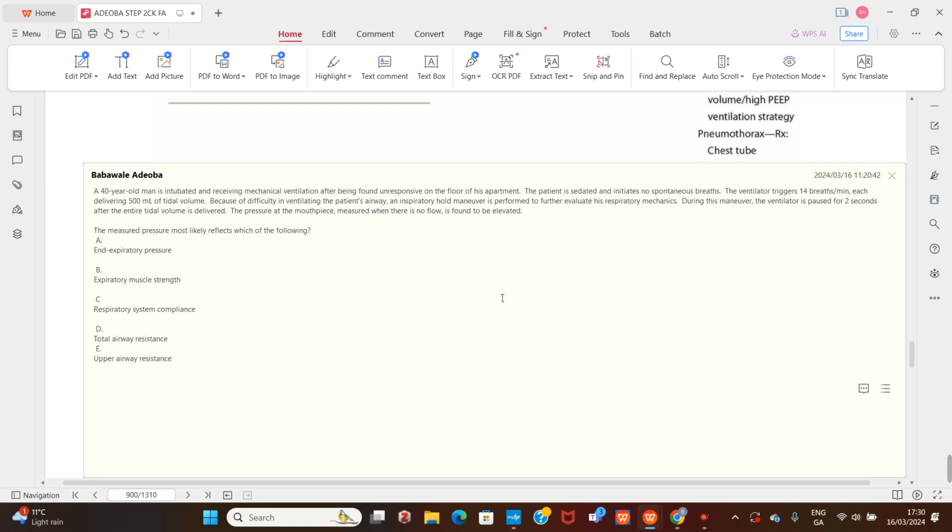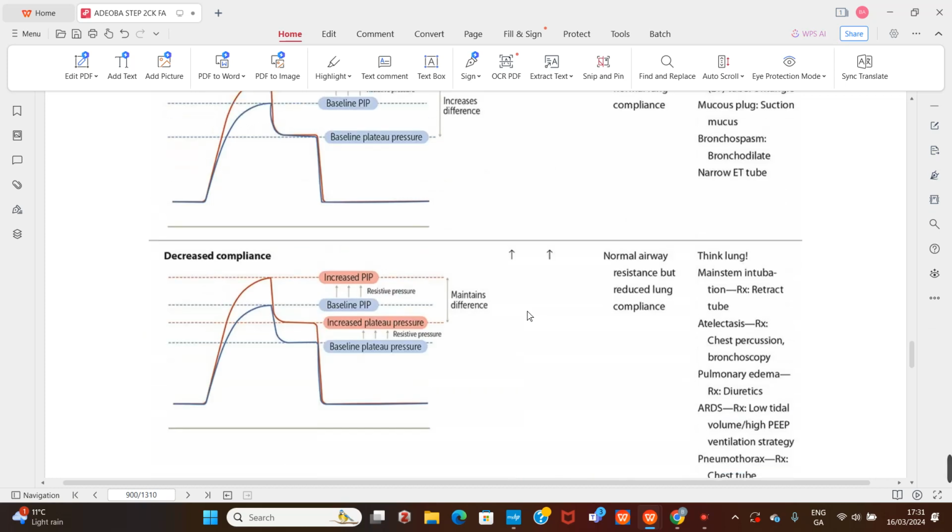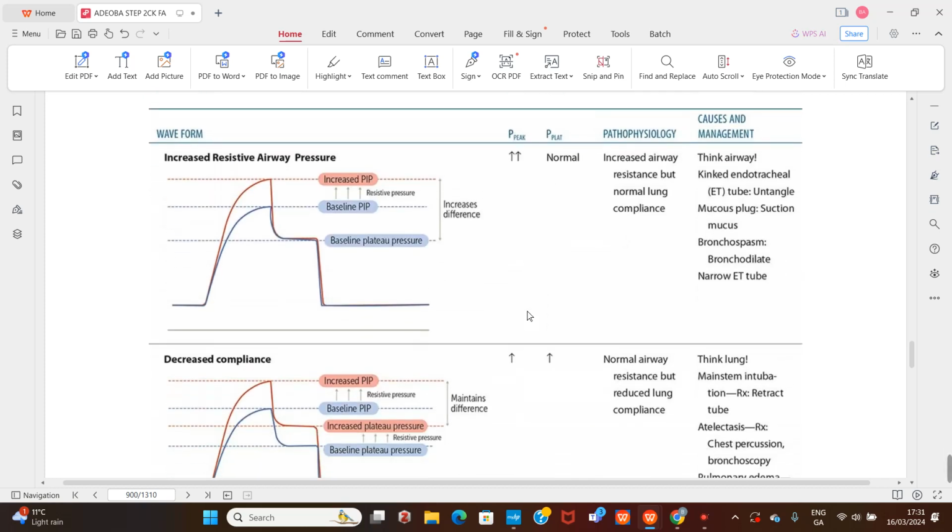You already know that they have eliminated resistive pressure. So what is left is the plateau pressure. I just wish I could find another question, but this is the only question that I could get, but I'm sure we understand it. Looking at the graph, just identify where the problem is. Just look at it. Once you see that the plateau is normal, you know that the elastic pressure is okay.